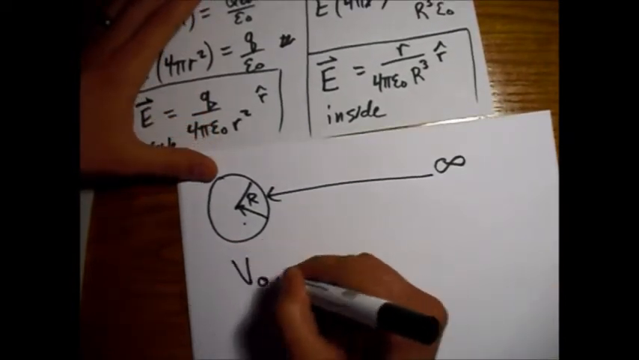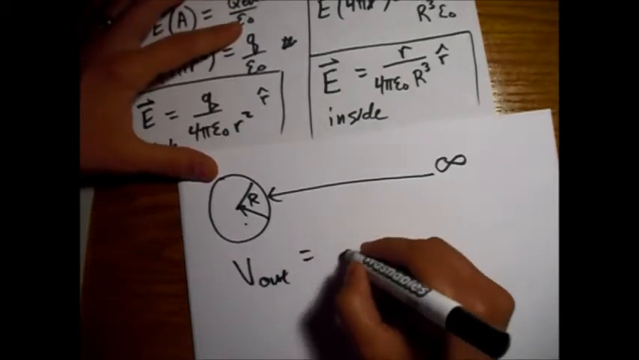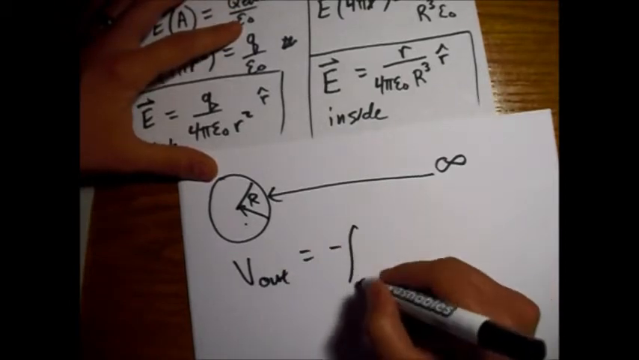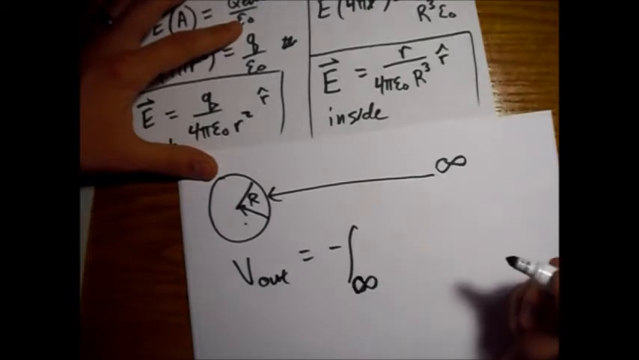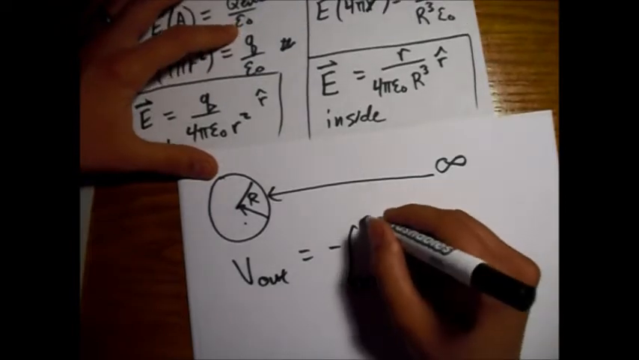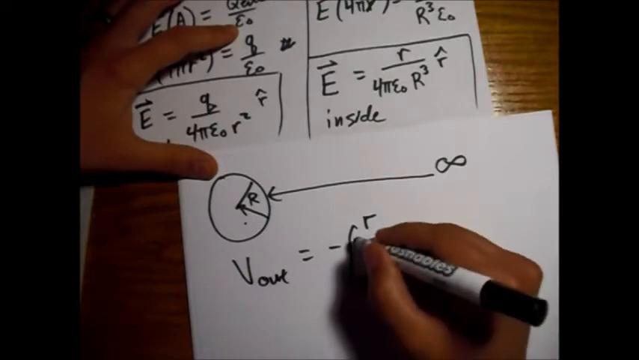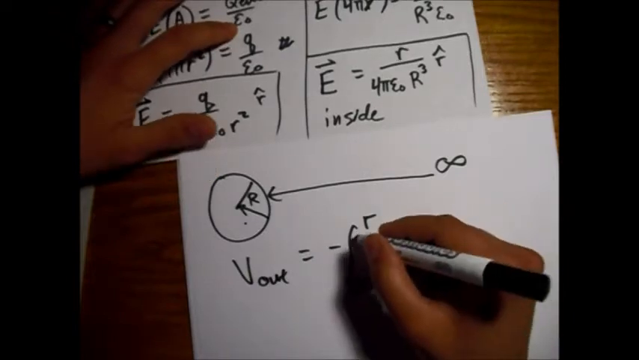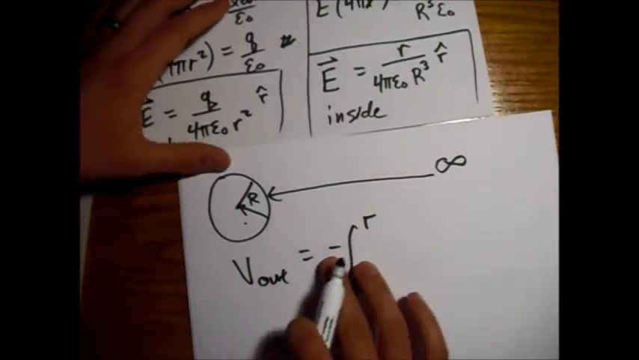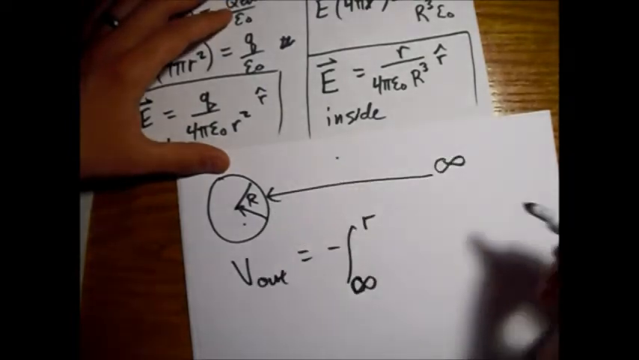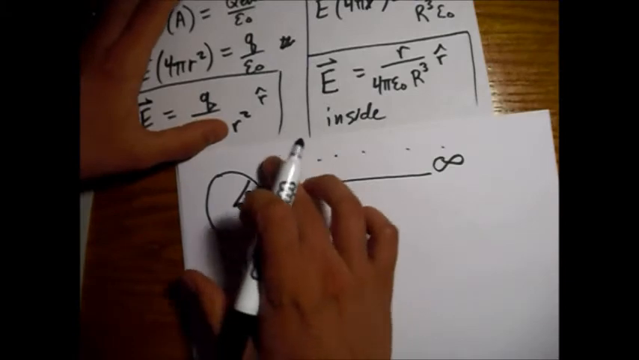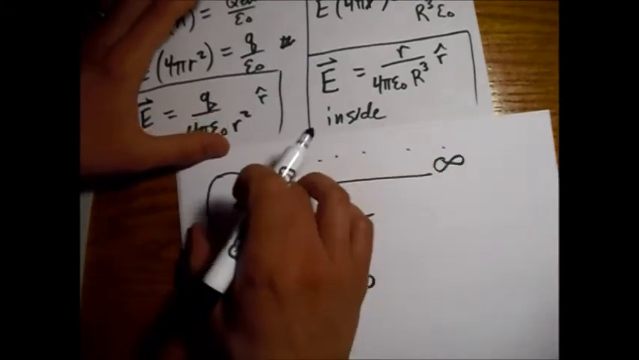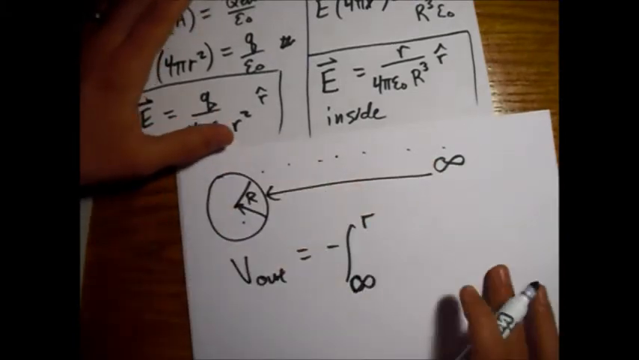So V out. Okay, so we have a minus here. Our origin is going to be infinity, and we'll go into this point r. For the outside, this r could be at any point outside up to the surface of the sphere; once you reach the surface, then this is no good anymore.